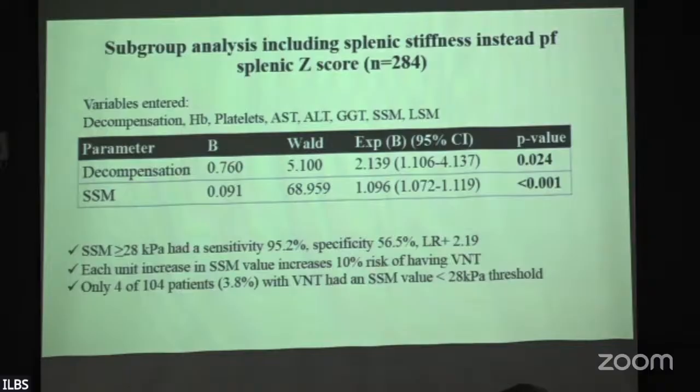Decompensation is a very valid point, sir, but you should keep it in mind. Coming to the subgroup analysis, including splenic stiffness instead of splenic Z-score, which was available in 284 patients. In this, we see that the variables entered were all these, and the only two variables that came out to be significant were the presence of decompensation and a high splenic stiffness.